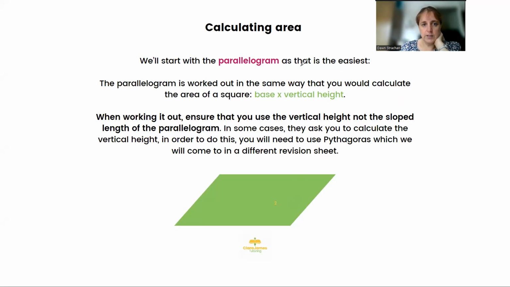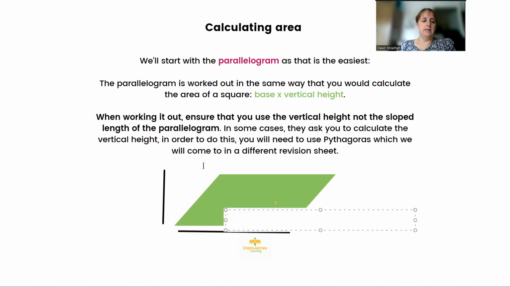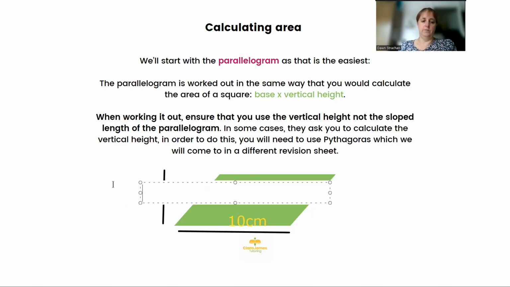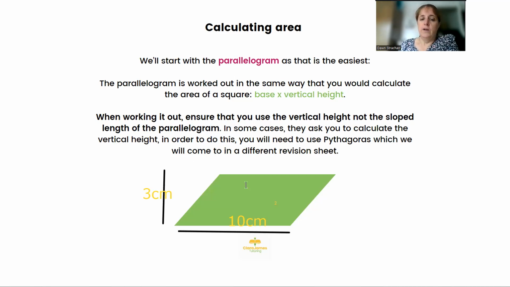Times the base by the vertical height. And it's important that you use the vertical height and not the horizontal height, because if you do, you're going to get the wrong answer. So if we were to say that the base is 10 centimeters and the height is 3 centimeters, our answer would be 10 times 3, which would be 30 centimeters squared.